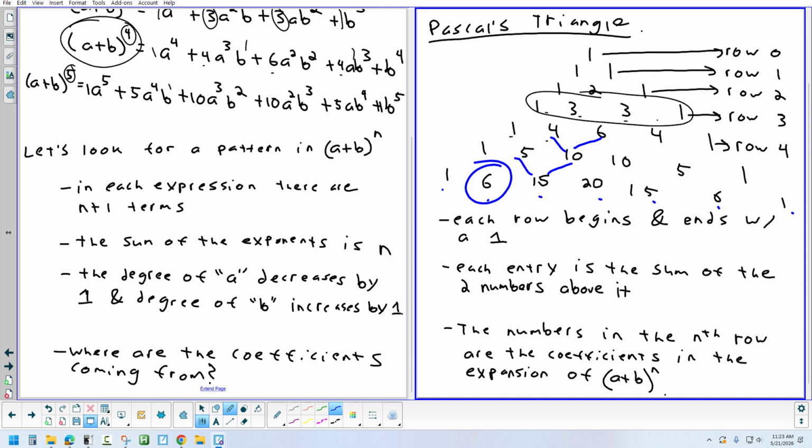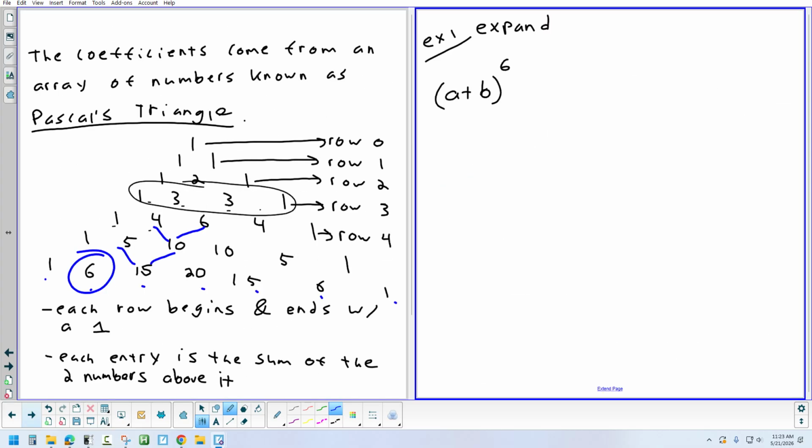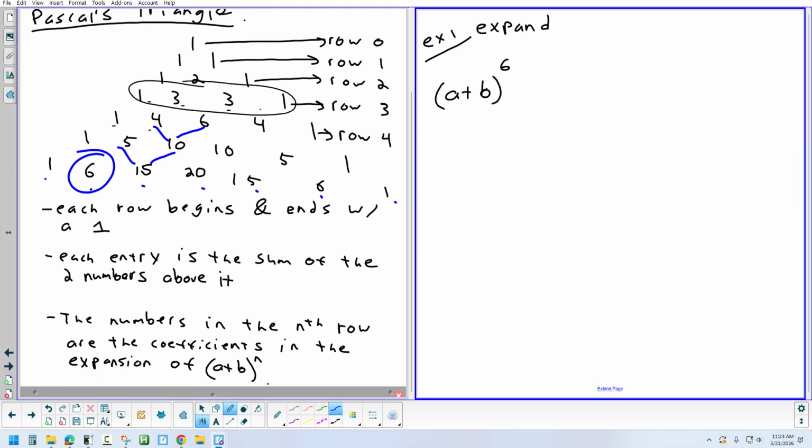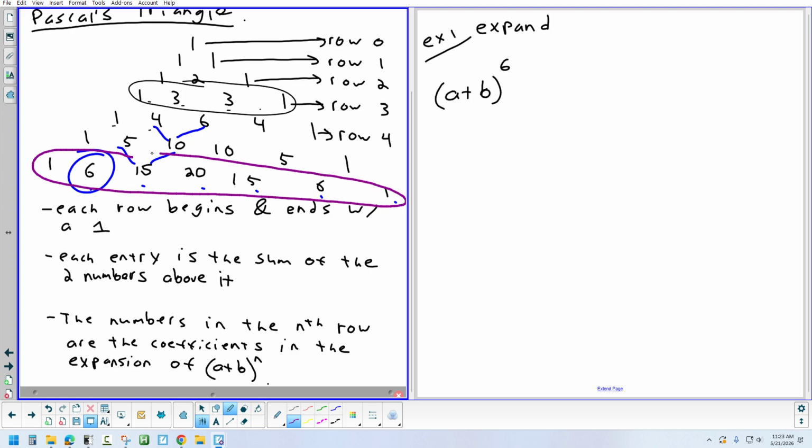So let's try a few expansions, doing out a binomial raised to a power. And we'll start with a pretty basic one. We'll just start with two very simple terms inside, a and b. And we're going to raise it to the 6th power. Okay, so let's start with our coefficients. The coefficients are going to be found right there. That is row 6. Okay, we go into the 6th power, we need the 6th row.